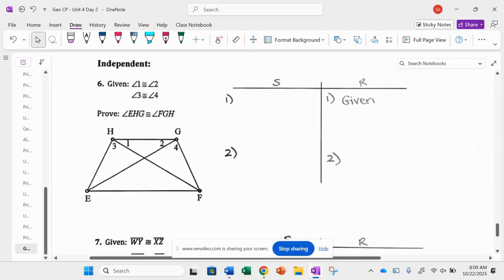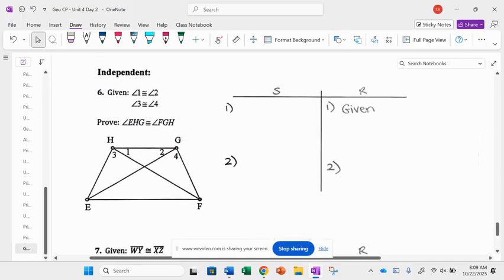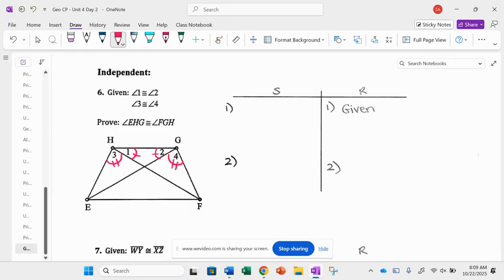Okay, guys, I want you to try independent 6 and 7. Let me check your 6 before you go on to 7. I will show you how it should be marked. Perfect. This is Unit 4 Day 2. Unit 4 Day 2, yeah. I am recording for you, Leilani, so you could watch the beginning of the lesson. Excellent. Perfect. Oh, don't forget your angle symbols.